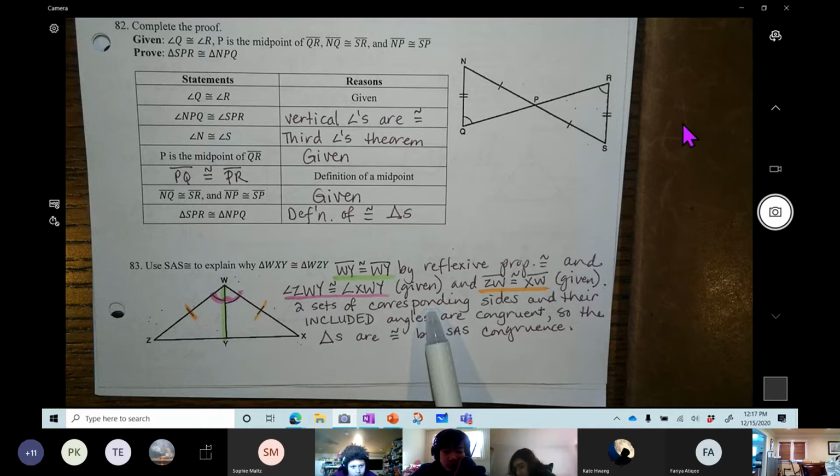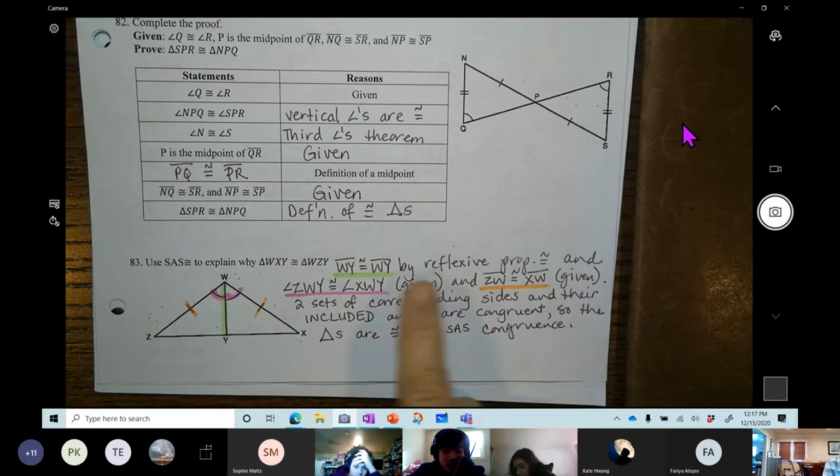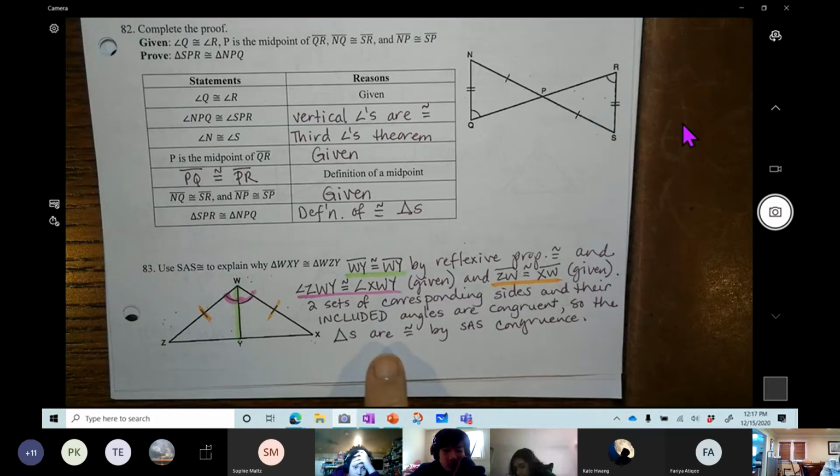And that is how you do a paragraph proof. So for instance, one thing I could do is give you this and then ask you to create this. That wouldn't be that hard, right? You would do given, given, you would do reflexive, and then you could say SAS. That'd be 4 steps. Hopefully that color helps you.